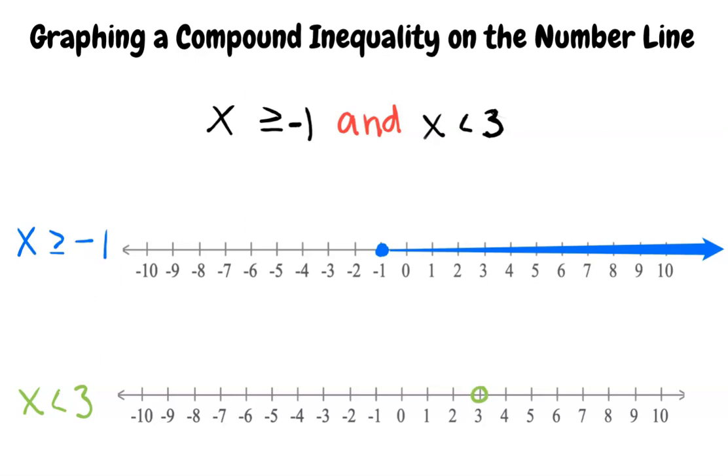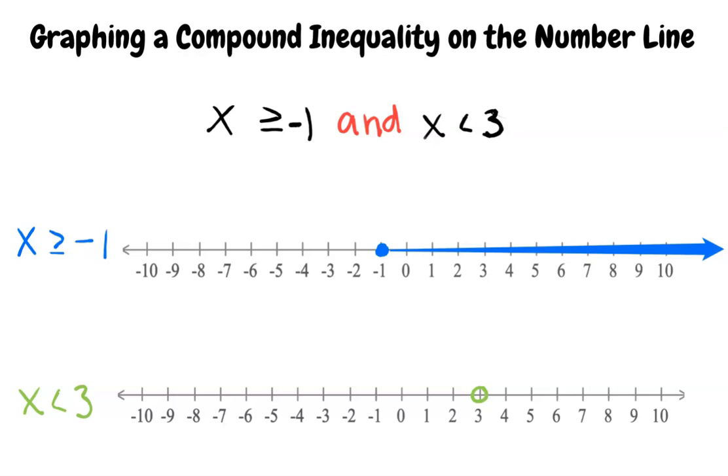Next, we graph the second part, x is less than 3. For this, we will use an open circle. Why do we use an open circle? We use an open circle because x can be any value less than 3 except 3. x can even equal a point infinitely close to 3, like 2.9999, but never 3 itself.